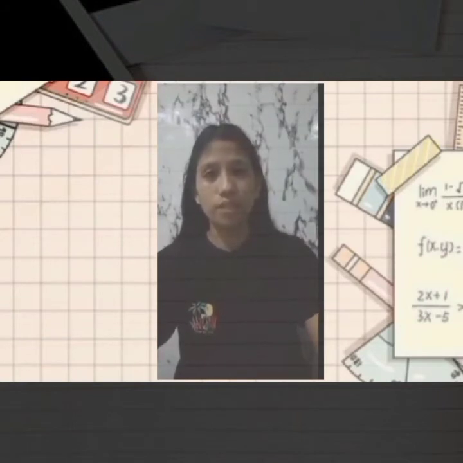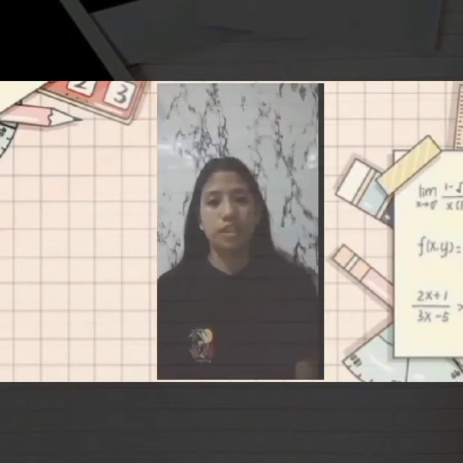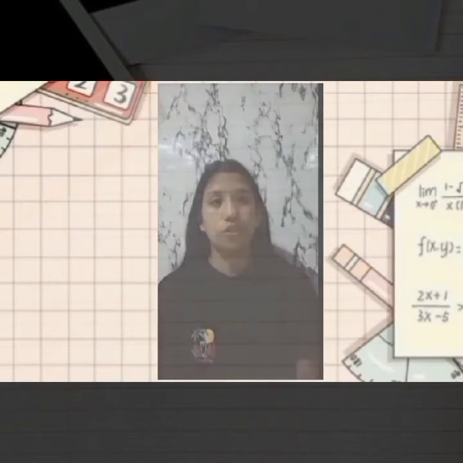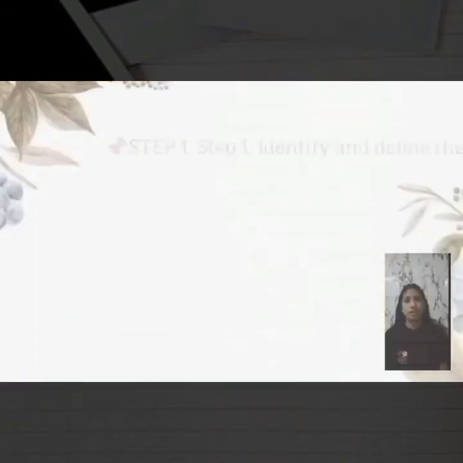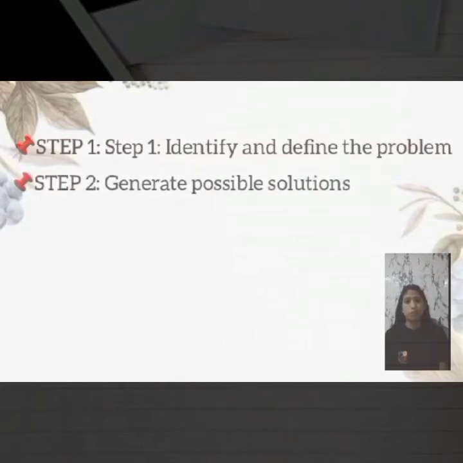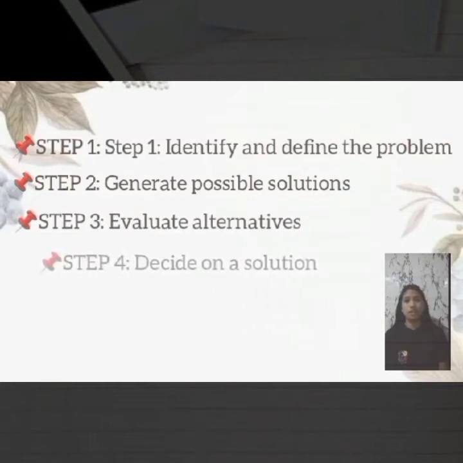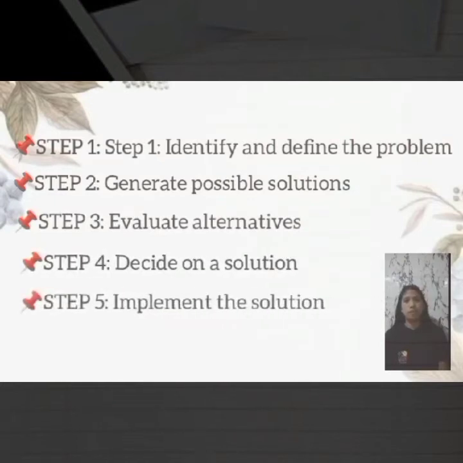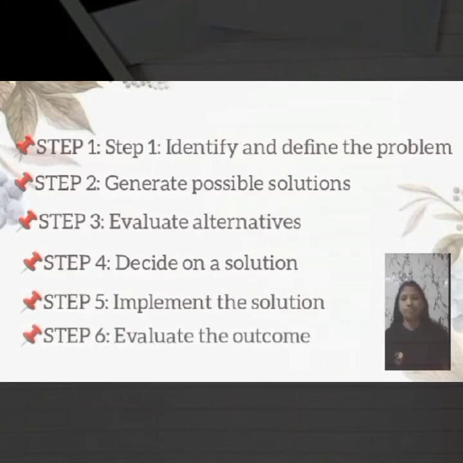Sometimes, following a step-by-step procedure for defining problems, generating solutions, and implementing solutions can make the process of problem solving seem less overwhelming. Let's proceed to the 6-step guide to help you solve problems. Step 1. Identify and define the problem. Step 2. Choose possible solutions. Step 3. Evaluate alternatives. Step 4. Decide on a solution. Step 5. Implement the solution. Step 6. Evaluate outcome.